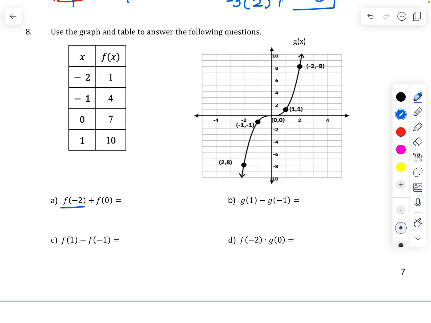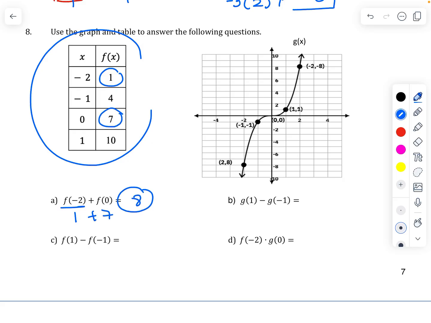So f comes from the table. F of negative 2 is the 1. F of 0 is the 7, so this is 8. F of 1 is 10. There's that number. F of negative 1 is the 4, so this is 6.